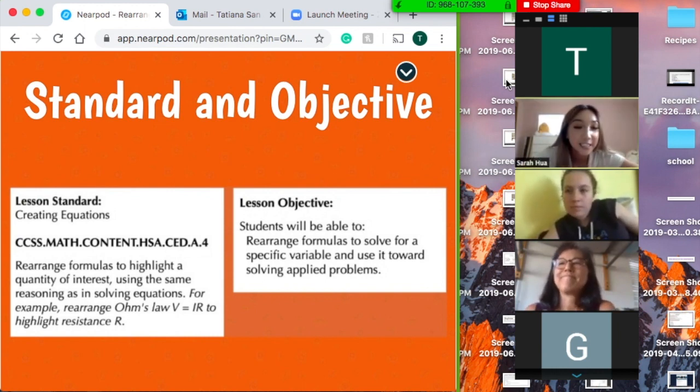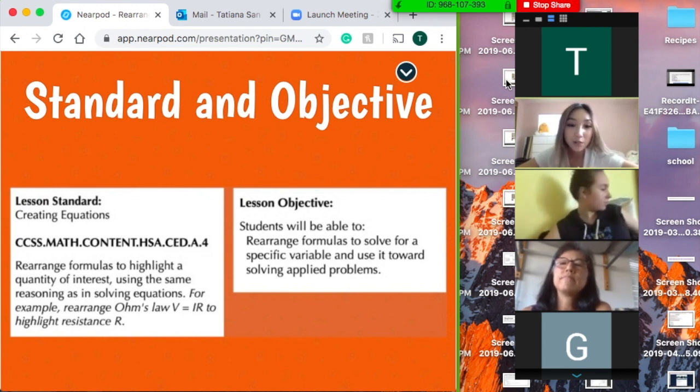I'll volunteer. Awesome, go ahead. So the standard is rearrange formulas to highlight a quantity of interest using the same reasoning as in solving equations. For example, rearrange Ohm's law. The lesson objective is students will be able to rearrange formulas to solve for a specific variable and use it for solving a problem. Awesome, thank you, Sarah.